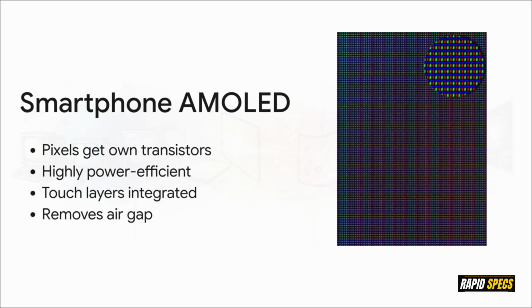Engineers even stepped it up a notch to Super AMOLED by removing the tiny air gap and building the touch layer directly into the screen itself. That makes your phone much brighter and totally readable even when the sun is glaring right at it.